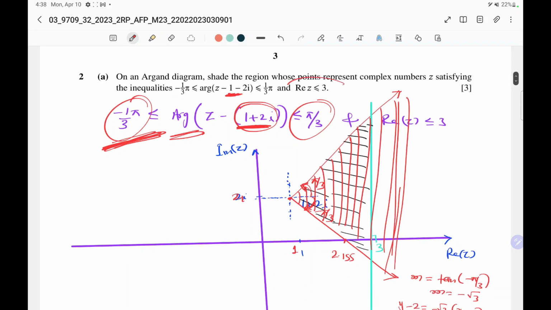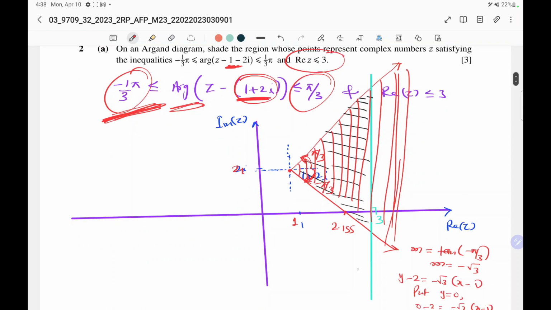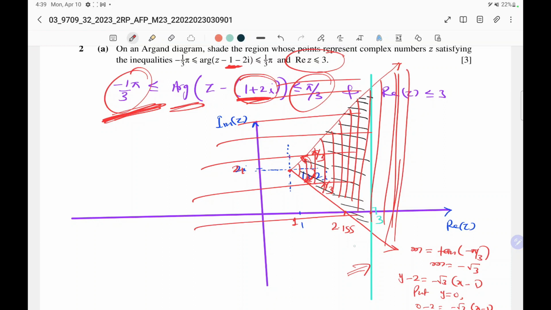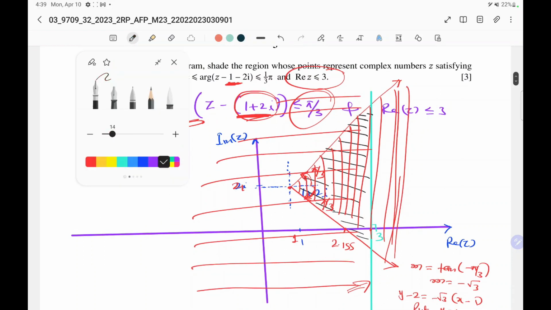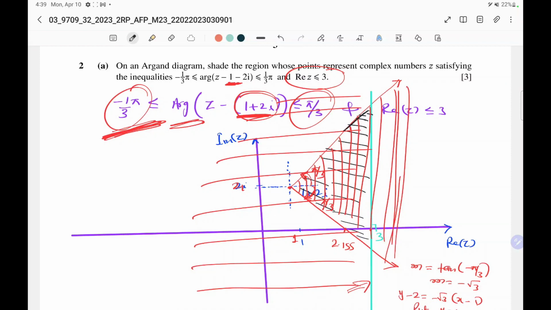Next is real part of z is smaller than 3. I have drawn here, this is 3, so real part of z is less than 3, and less than 3 means the left side. So what's the common portion now? This is our common portion, this triangular portion.